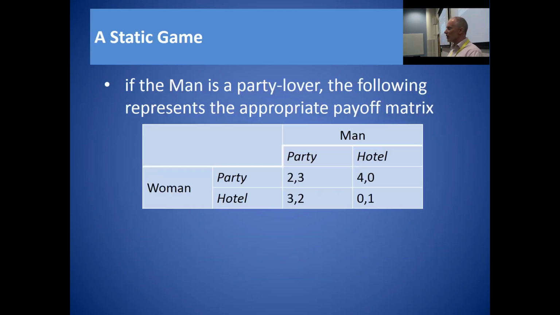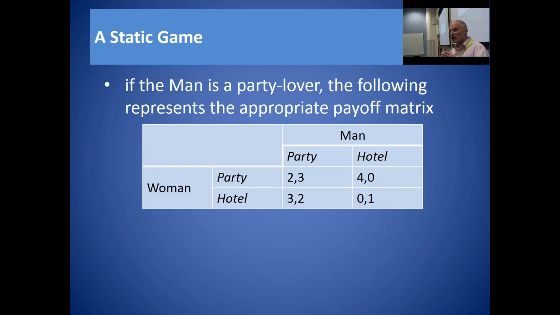So, let's start off by representing a simple payoff matrix if the man was a party lover. We've got our two players, the woman and the man. We've got the two venues that they can choose over, the party or the hotel. And these numbers merely rank the outcomes in terms of their preferences. So, for example, let's take the man. We said the man here is the column player. Remember, his payoffs are these second figures here: the 3 and the 2, and the 0 and the 1.